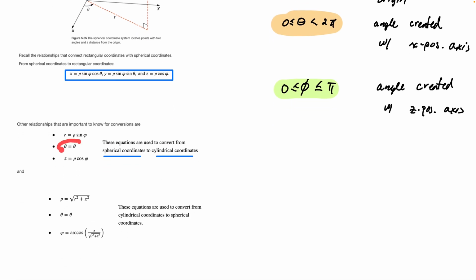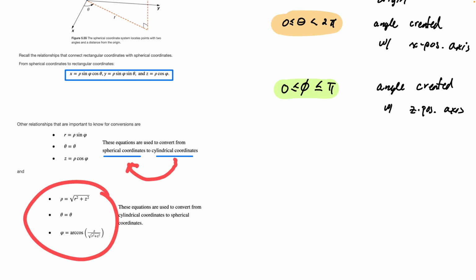Theta is used in both cylindrical and spherical. So if you're translating from spherical into cylindrical, you get to reuse it. On the other hand, to go from rhos and phis and produce a z, you let z equal rho cosine phi. If you want to translate from cylindrical to spherical, you have these identities.